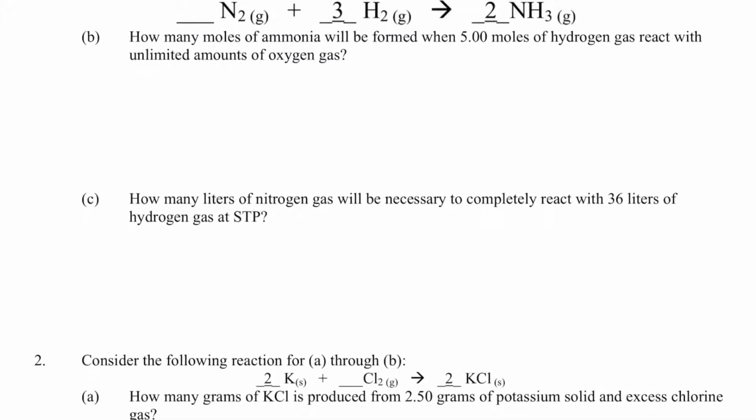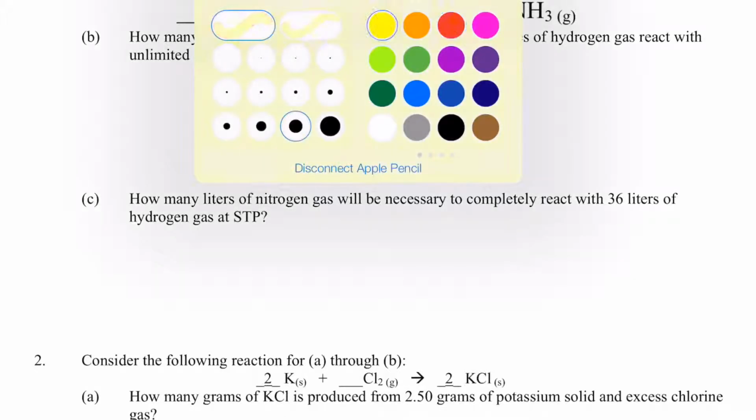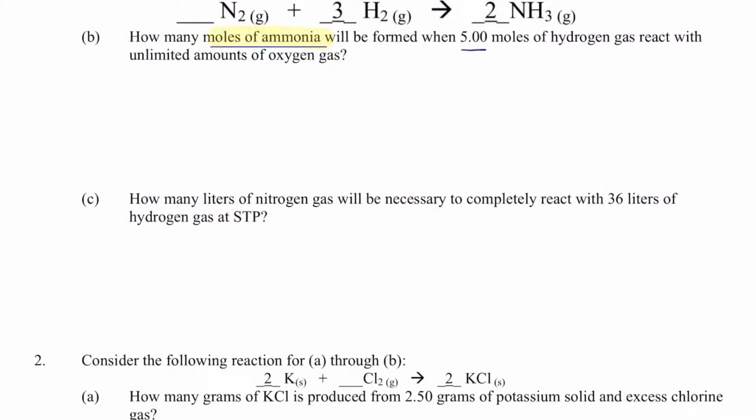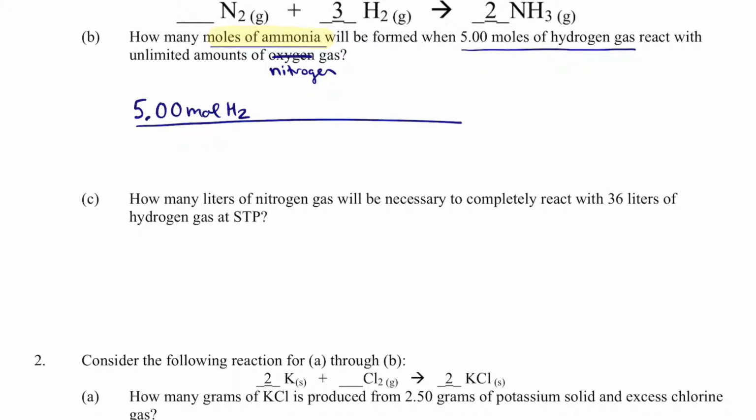Okay. So we are given the same reaction, and we want to know how many moles of ammonia. That's what we're solving for. If we started with 5 moles of hydrogen gas, and we still have unlimited amounts of, it says oxygen, but it should really say nitrogen. Okay, so I'm just going to write what I'm given, 5.00 moles of H2, and I need to convert to ammonia. And so now that I'm at moles, that means I'm at my mole bridge step.